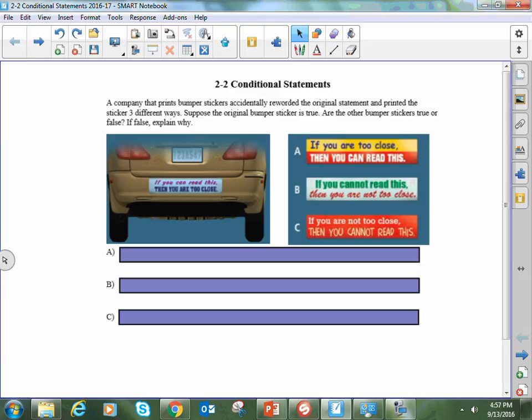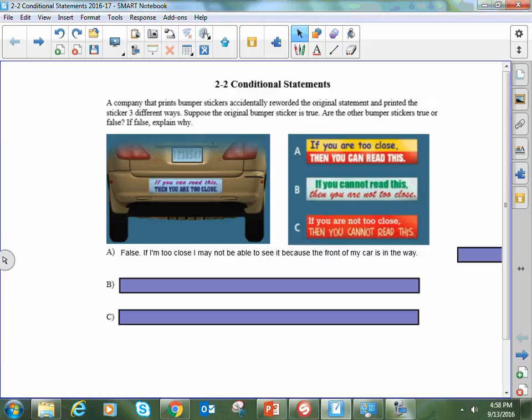The bumper stickers here. Bumper sticker A. If you are too close, then you can read this. Well, this, guys, this is going to be a false statement. Now, why is it false? Why am I saying it's false? Well, the counterexample that I am providing for why I'm saying it's false is I'm saying if I'm too close, I may not be able to see it. Why is my cursor off the word the? There we go. If I'm too close, I may not be able to see it because the front of my car is in the way.